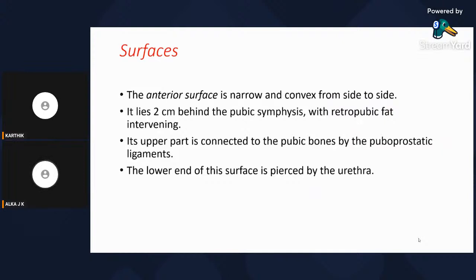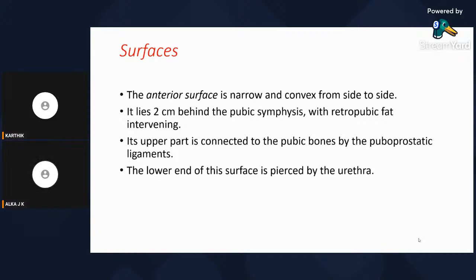Surfaces: anterior surface is narrow and convex from side to side. It lies 2 centimeter behind the pubic symphysis with retropubic fat intervening, meaning placed in between pubic symphysis and prostate. Its upper part is connected to the pubic bones by the puboprostatic ligament. Remember that in female, the puboprostatic ligament is replaced by pubovesical ligament. The lower end of this surface is pierced by urethra.